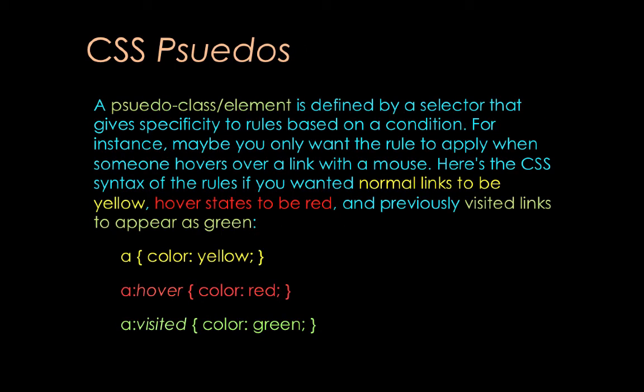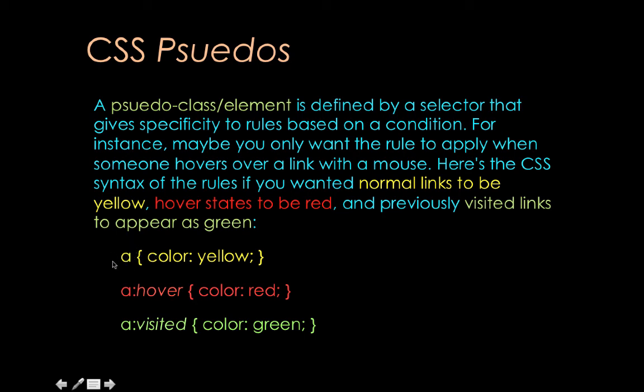All right, there are also these things called CSS pseudos. Pseudo is going to be a selector that gives specificity to rules based on a condition. All right, so for instance, maybe you only want the rule to apply when someone hovers over a link with a mouse. All right, here's the CSS syntax of the rules if you wanted normal links to be yellow, okay, and maybe hover states to be red, and maybe the previously visited links should appear in green. All right, so here's some examples.